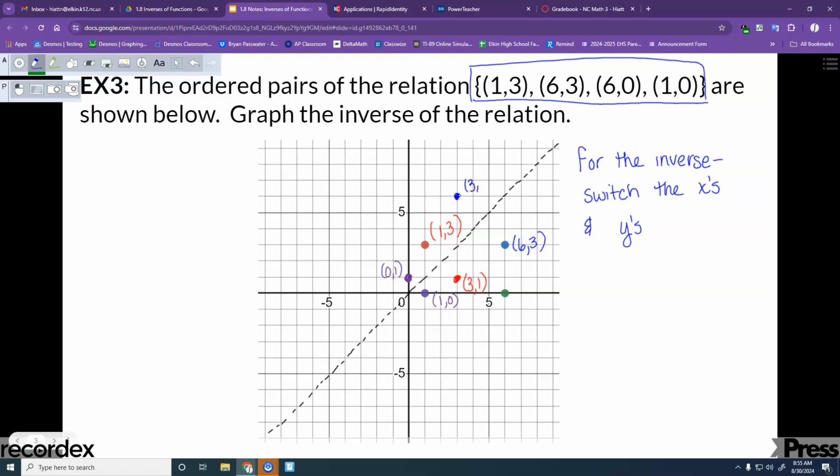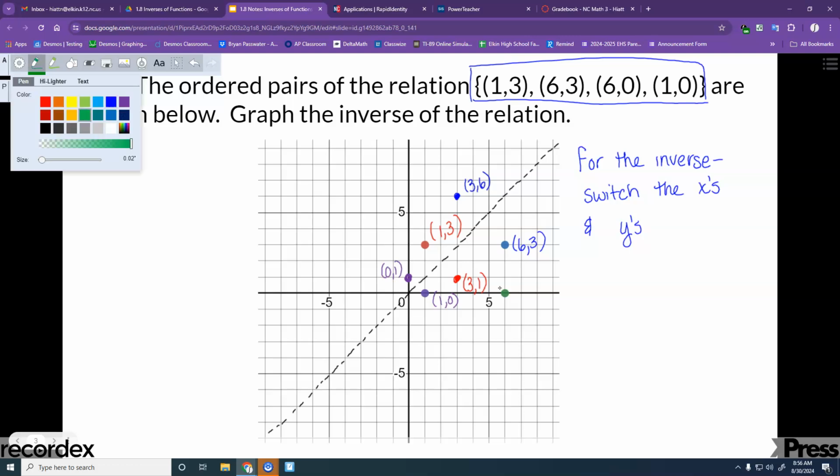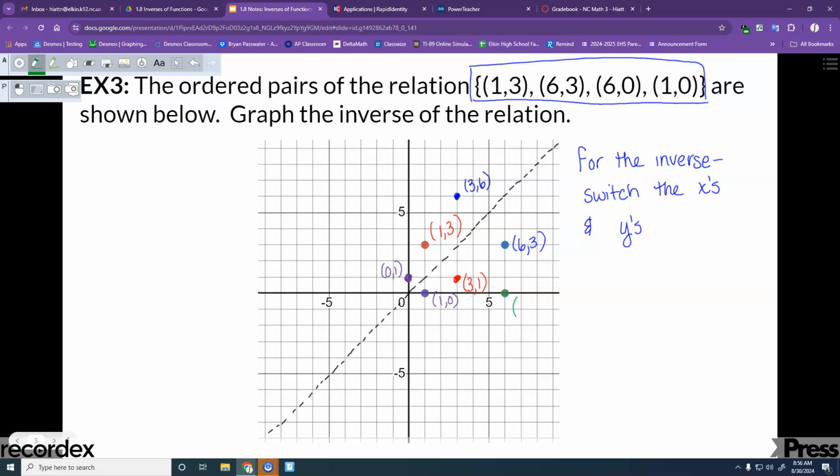(3, 6). So sometimes, if the dot is really far away from my slanted line, I have a hard time picturing where it goes. But for this green dot, I could, if I wanted, just switch my coordinates. The coordinates here are (6, 0), so the new point would be (0, 6), over here. So you can see that the x and the y coordinates just switch for the inverse of a function or a relation. Now I realize we just kind of have a jumbled mess. We're going to look at actual functions with equations here in a second.